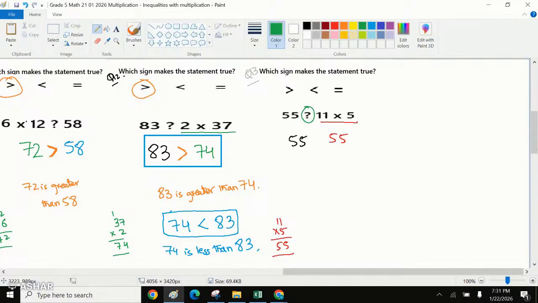Okay. So can we say that 55 is equal to 55? That they both are equal, right? So that means the left-hand side of the equation is equal to the right-hand side of the equation. Okay. Moving ahead for the next question.